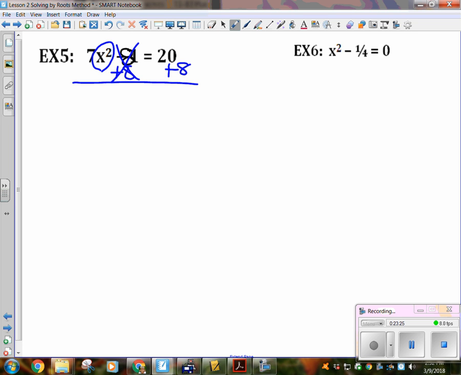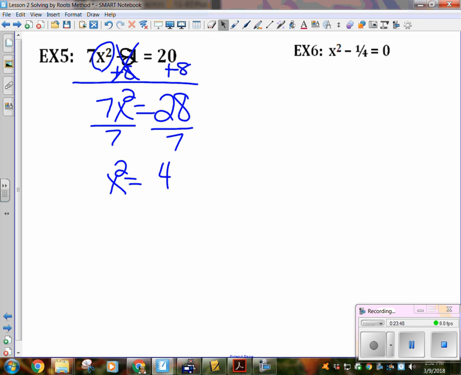You all can solve this one. Good luck. 7x squared is equal to... Now, what do I do next? Easy. Mr. Dawson, what do I do next, sir? Correct. If I divide by 7, I get x squared is equal to 4.